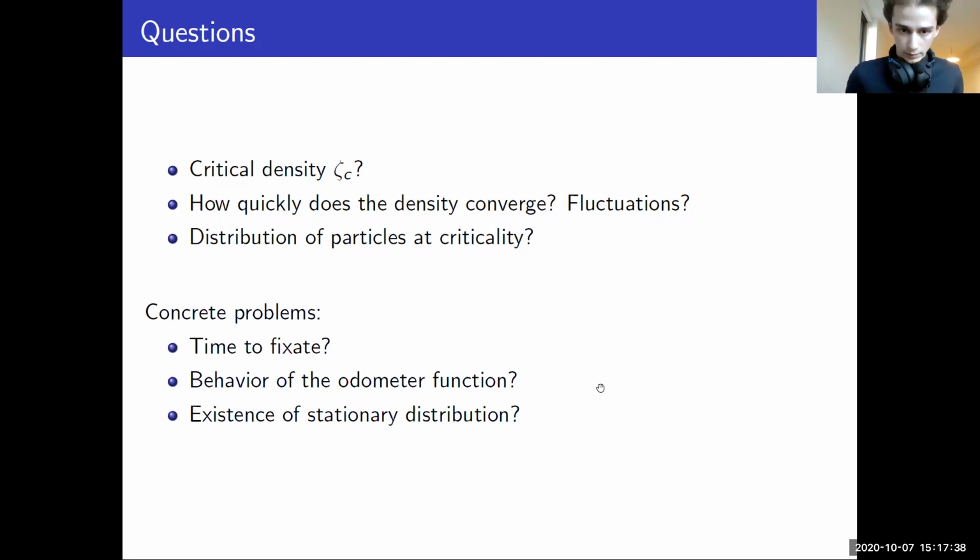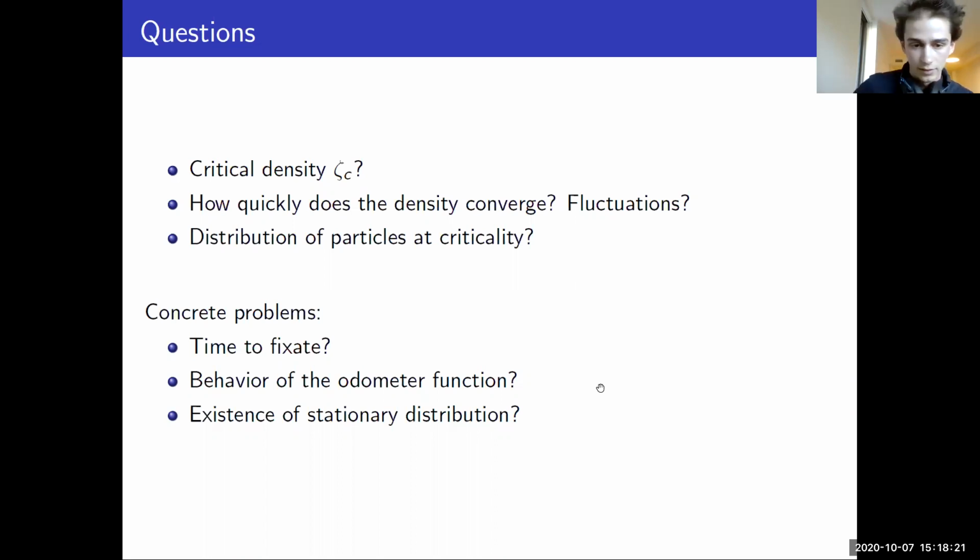Some more concrete things that are maybe more within reach. What is this time to fixate? Like I was saying, if you start with some configuration of active particles, how long does it take before they're all asleep? Can you understand the odometer function? That's a common thing to look at for these sorts of systems. It's the function that counts how many times each site is visited by active particles. Can you describe the local or global behavior of that? What's its distribution at a single point, or its distribution as a random function on your graph?